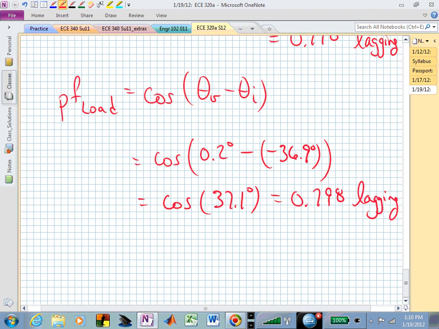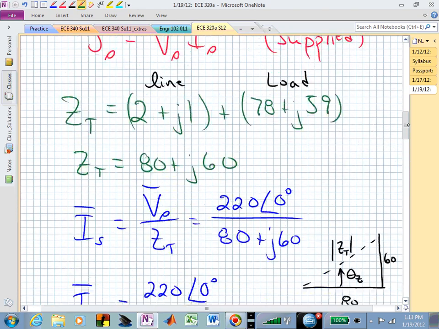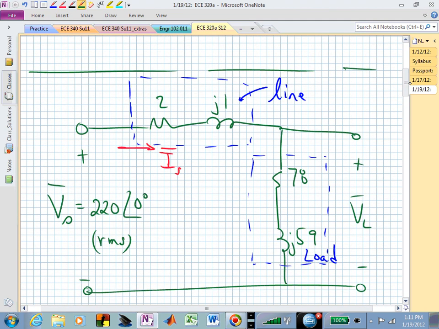There's many, many different ways to do that. What about the line power? Same computation strategy as you did for the load, right? You could find the load, or I'm sorry, the line voltage. You could find the drop from left to right across that line, 2 plus J1. You could now find that line voltage.